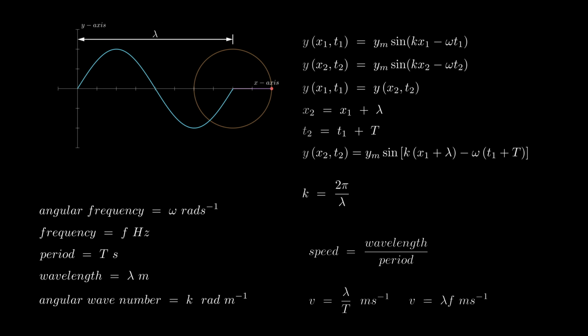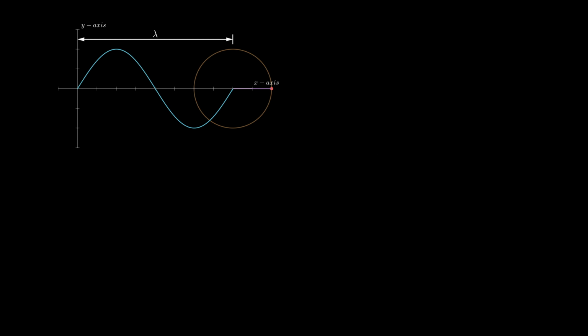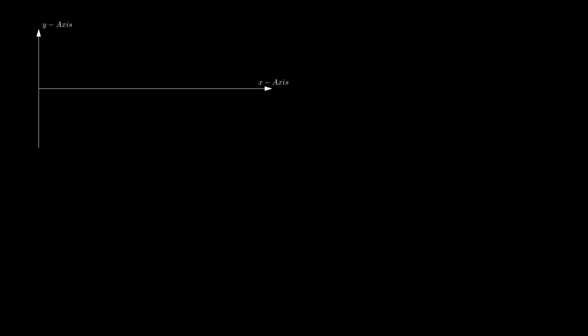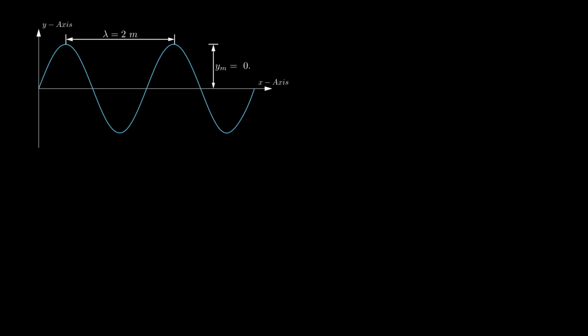Now that we've gained an understanding of the wave function, let's tackle a few problems to assess our comprehension of the topic. We have a sinusoidal wave, propagating along the x-axis. It has a wavelength of 2 meters, an amplitude of 0.5 meters, and a period of half a second. Our aim is to express the wave function for this wave.